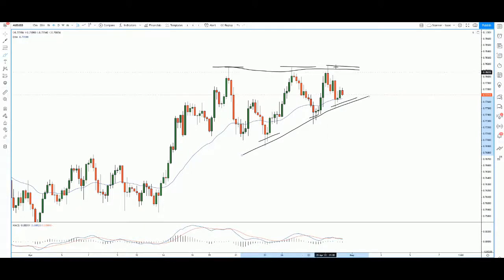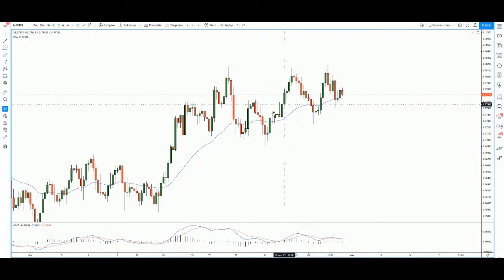Alright, so this triangle squeeze is going to be a bit hard to play as we are nearing the end of the triangle, but that also means that on the shorter term, on the 1 hour, we can also look for intraday opportunities. This is just something to take note of. We do have a triangle squeeze, something like that.